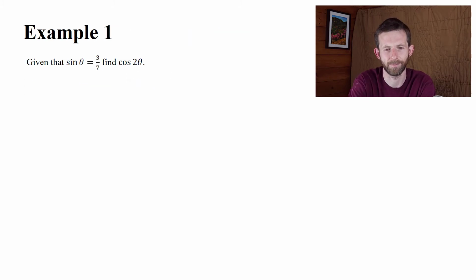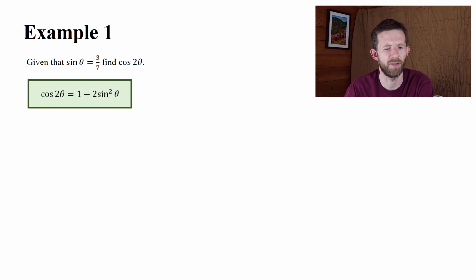Let's apply that. Example 1, given that sine of theta is 3/7, let's find cosine of 2 theta. So we're given sine, so let's just use the cosine of 2 theta is 1 minus 2 sine squared of theta. Plug in the 3/7 for sine of theta.